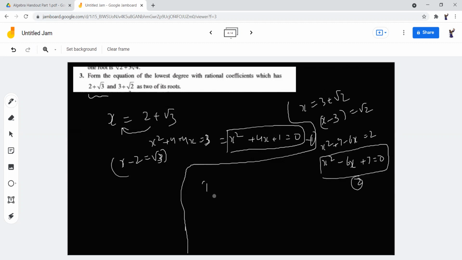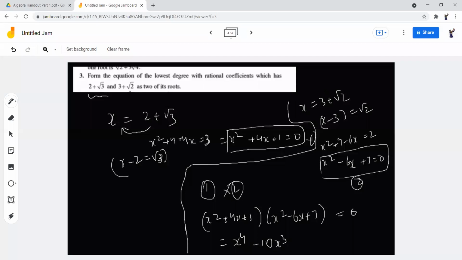So 1 into 2 will be the desired answer, which is nothing but x square plus 4x plus 1 multiplied by x square minus 6x plus 7 equals 0. What you get is x power 4 minus 10x cube plus 32x square and so on. I've already simplified it before the class, so I have the answer ready. This is just simplification, so I'm not going to do it much.